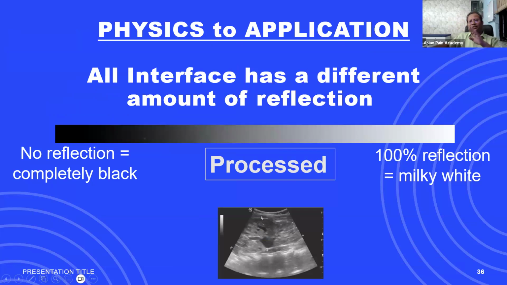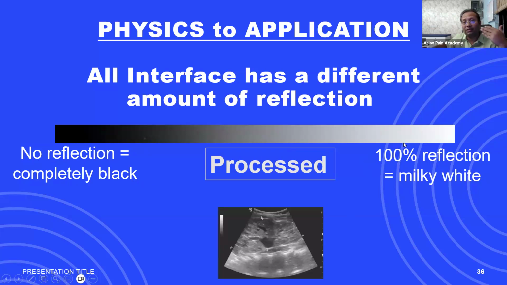Next, go to the application part. So this much of physics, the background physics, is all right. Let us go to the application part. All interfaces have a different amount of reflection. This much we have understood. How and why? That is due to the impedance of the next tissue layer. So no reflection means a completely black picture. Black and white picture we have talked about. If there is no reflection, that is completely black. If 100% reflection, that is milky white.